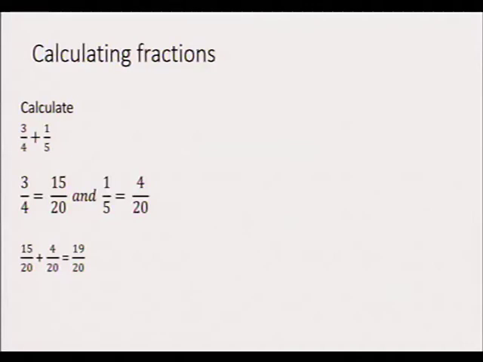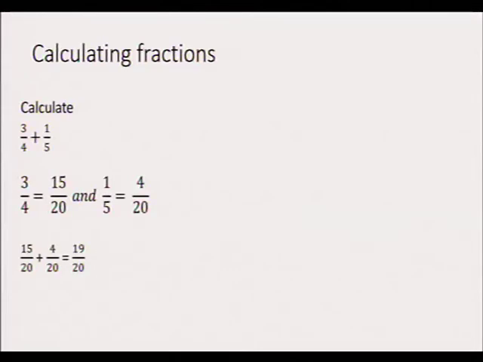What I'm trying to say is that you need to multiply 4 by 5 to get to 20. So when you multiply the 4 by 5, you also must multiply the 3 by 5. That gives you 15. For the 1 over 5 it is the same story. You multiply everything by 4. If you multiply 5 by 4, you get 20. If you multiply 1 by 4, you get 4.